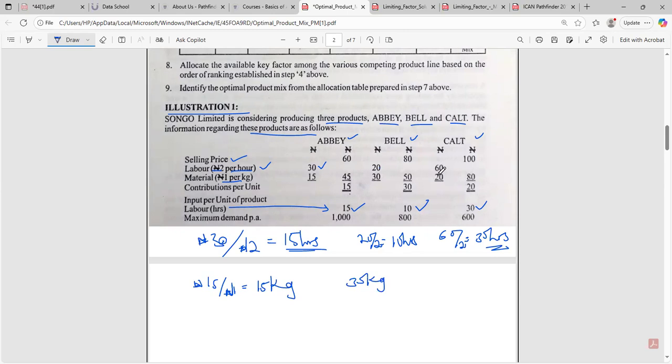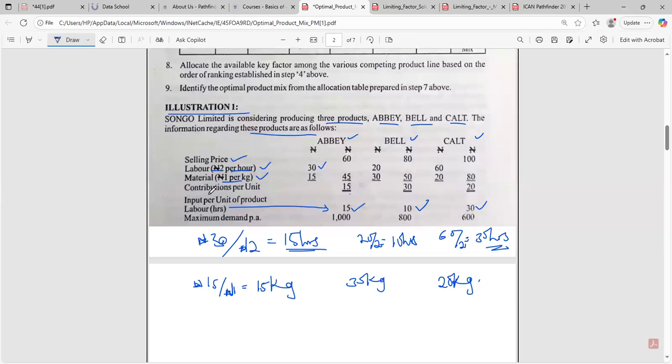So 20 naira divided by 1 naira per kg means we spent 20 kg at this point. Does that make sense now? Good. So that is what they did for this material. Whatever I am explaining to you is general knowledge. It's not just peculiar to limiting factor. It's standard knowledge that someone doing PM, costing, or management accounting should know. It's common sense in this field.